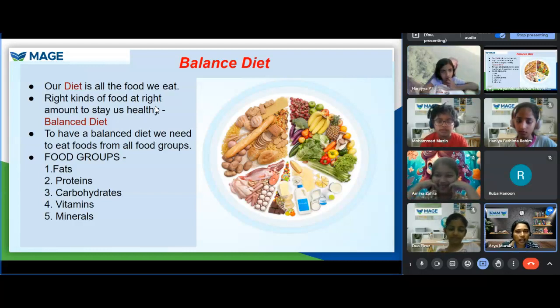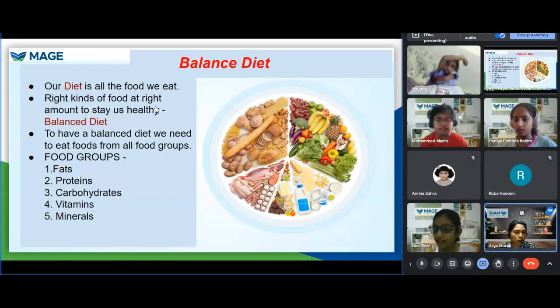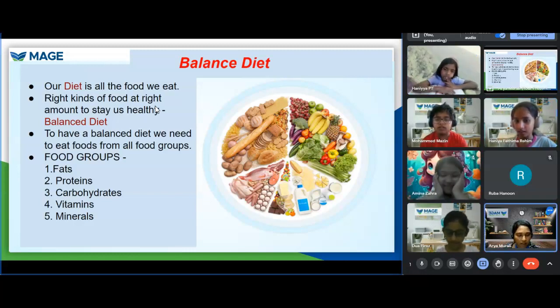We can say apple is very healthy, right? So there is a proverb on apple. Do you know that? An apple a day keeps the doctor away, right? If you eat one apple in a day, it will help you prevent diseases. That's the meaning of that.